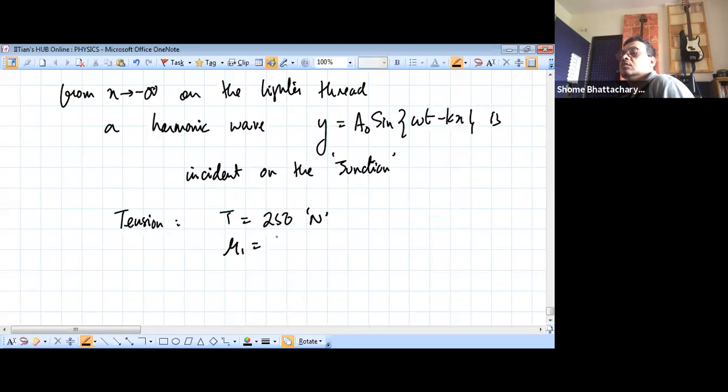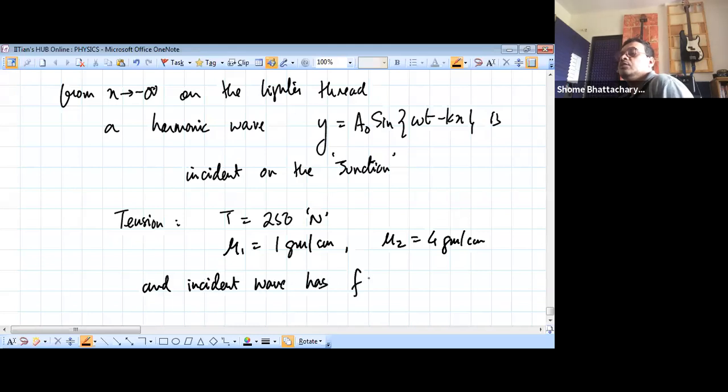Mu1 is 1 gram per centimeter and mu2 is 4 gram per centimeter, and the incident wave has frequency equal to, let's say, 50 hertz and amplitude equal to 1.8 millimeters.